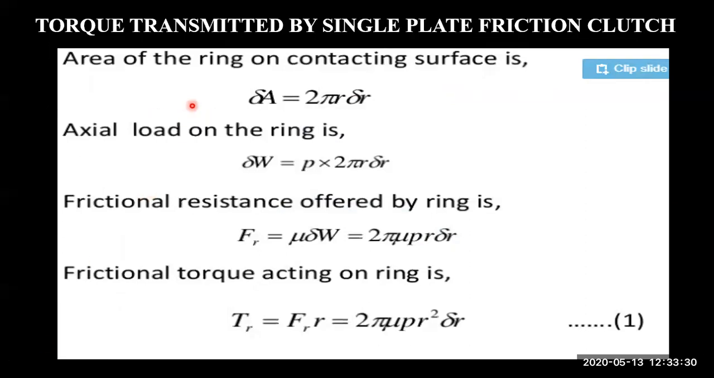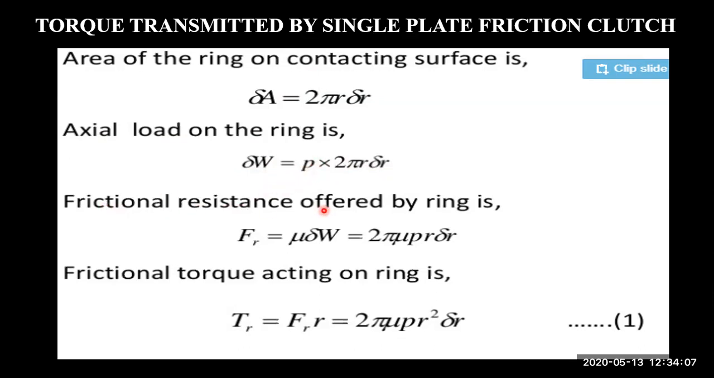So some more terms with this derivation. The area of the ring on contacting surface, see delta r, only a small elemental area we are talking about. So it is 2 pi r, the circumference, times that thickness delta r. So that is the entire area of that small part. And axial load, which is on the ring, again on that small area, is pressure times area. So load is pressure times the area. So p is the pressure acting on that particular small area.